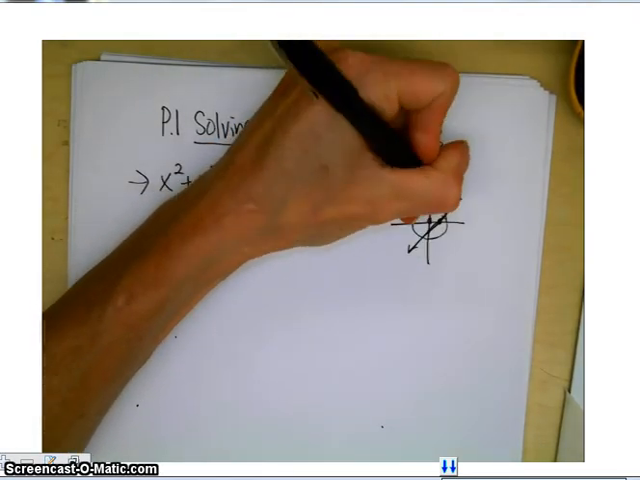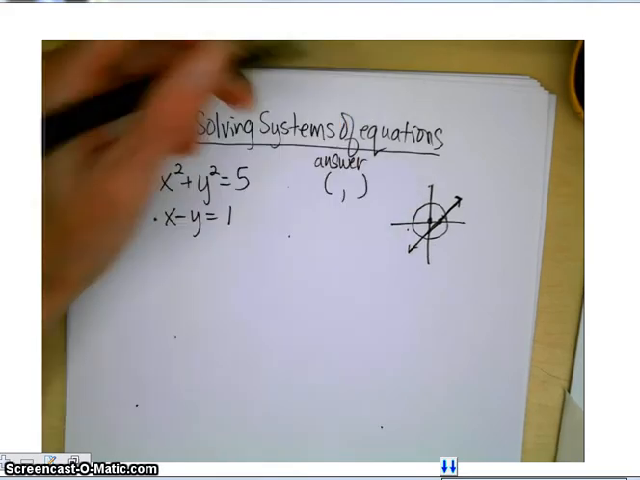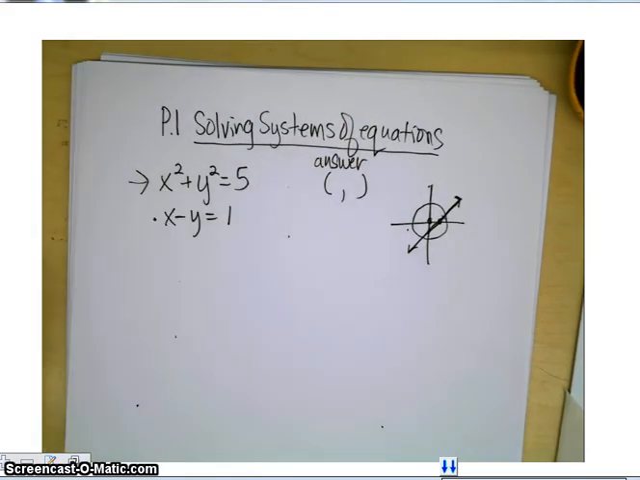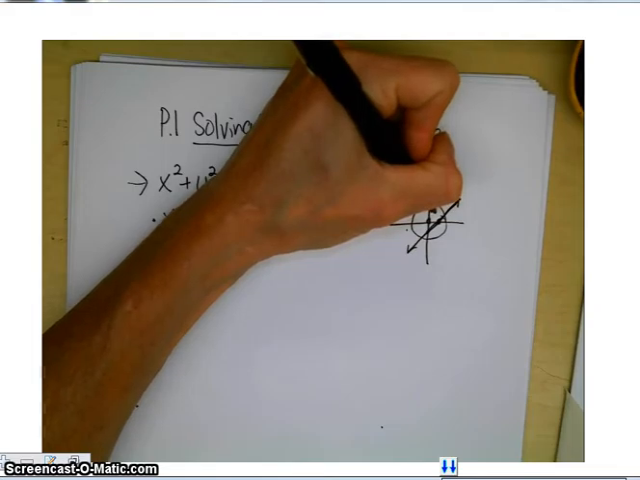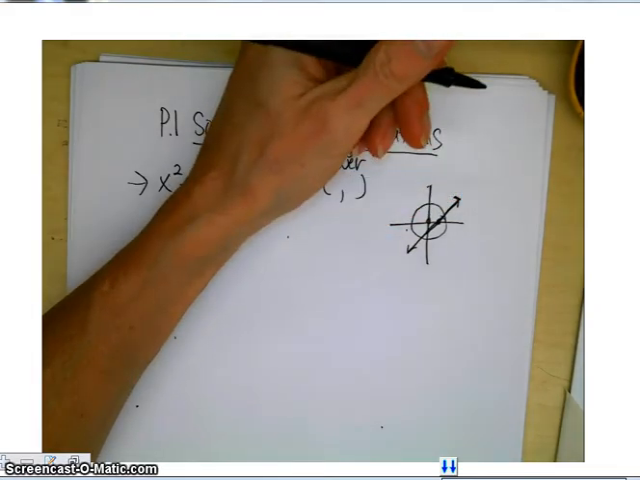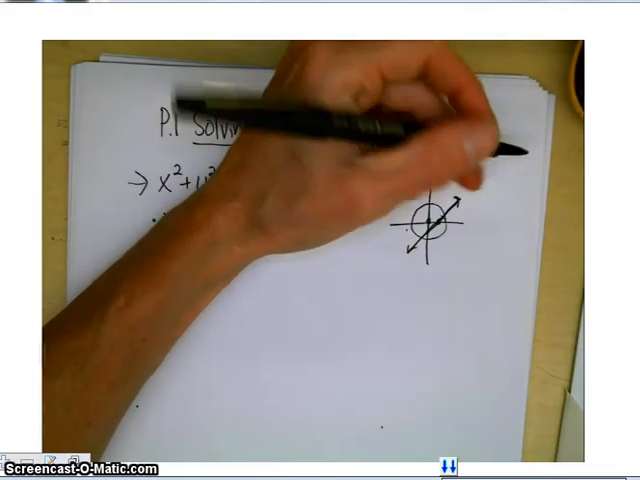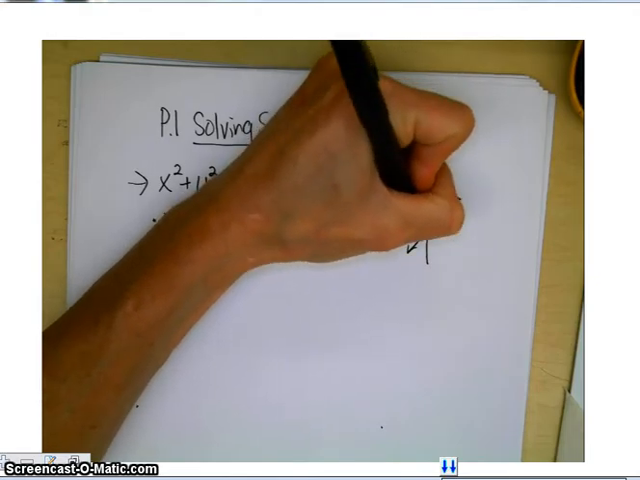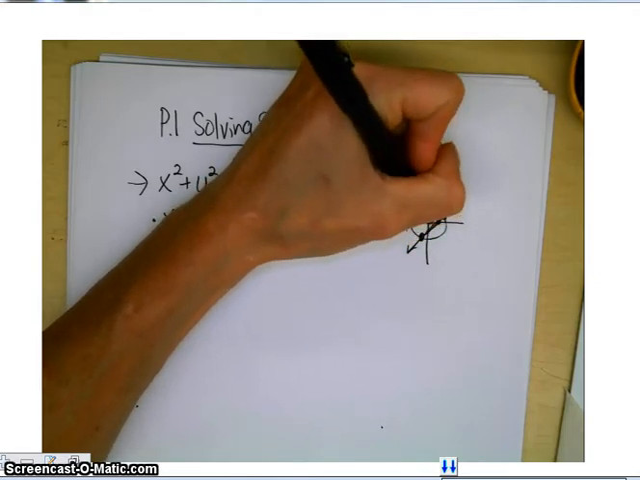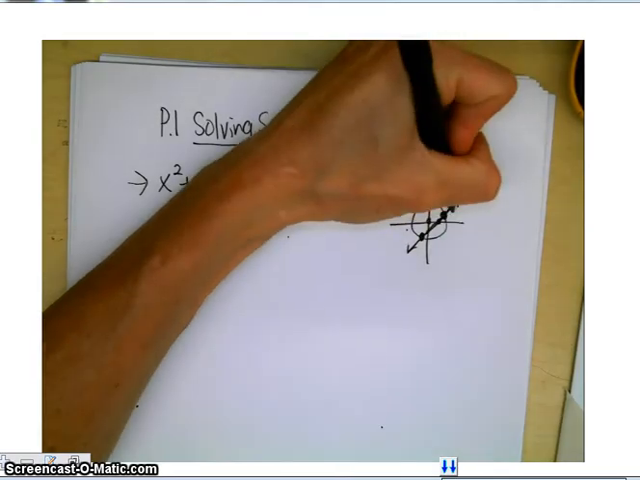Okay, I drew a picture of this. What is the solution to this system of equations? What do I look for on the graph? Where they intersect. I have one line and one circle. The points where the line and the circle intersect. Very good. It's the points where the line and the circle cross each other, where they meet. That's what we're looking for.